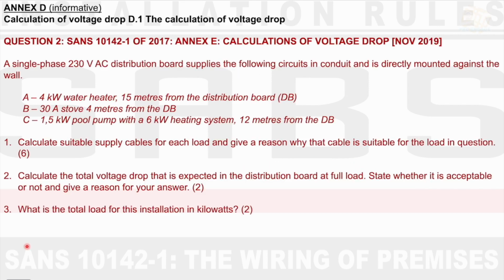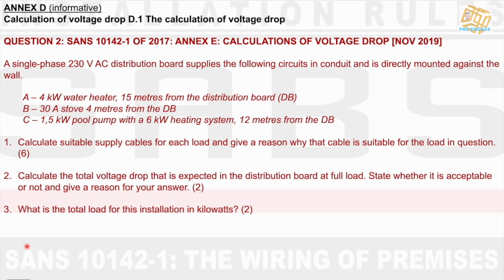Alright, here we've got a single phase 230 volt AC supply. The DB supplies the following circuits in a conduit and is directly mounted against the wall. Circuit A, Circuit B, Circuit C: 4 kilowatt water heater 15 meters from the DB, 30 amp stove 4 meters from the DB, 1.5 kilowatt pool pump with a 6 kilowatt heating system 12 meters away from the DB. So it says you calculate suitable supply cables for each load and give a reason why the cable is suitable for the load in question.